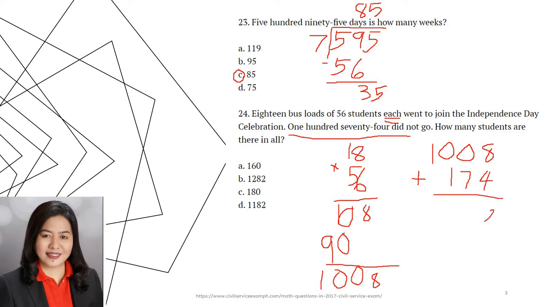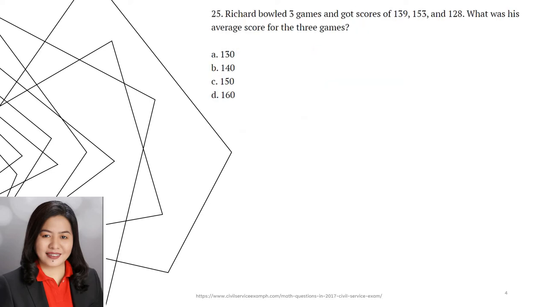So that's 12, carry 1, 8, 1, 1. So we have 1,182 students. We have to go back to our choices. We have 1,182 students in all. So that would be for our fourth number.